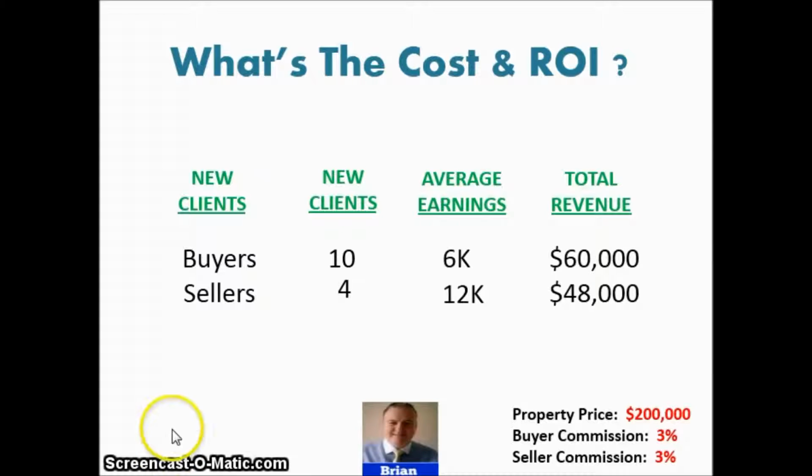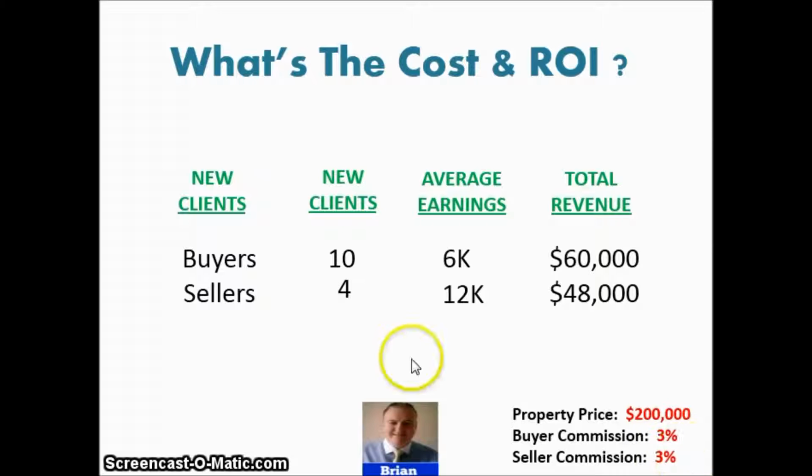And from a buyer's perspective here, what I think we can achieve is to add an additional 10 clients. And what I've used here is an average earnings to you of 6k for those 10 clients, which means that there's going to be 60 grand coming in revenue to you over the next year. And the way I came up with those numbers, guys, is very simple. I took a very low property price of 200,000 and I used a 3% buyer commission based on that 200,000.